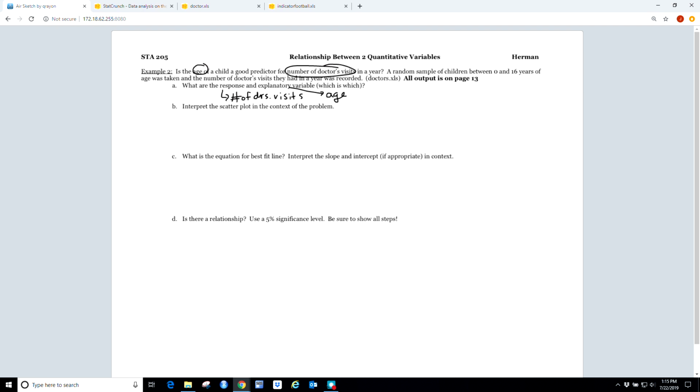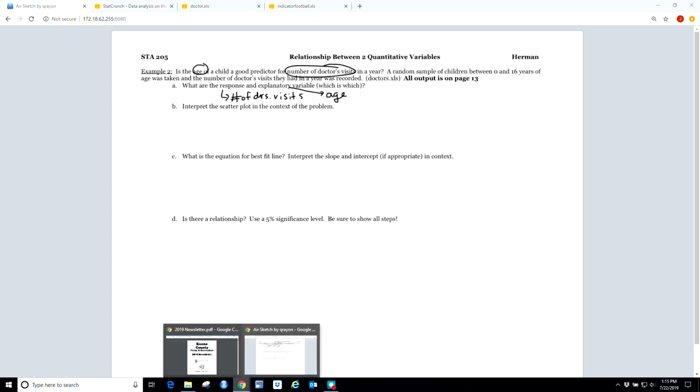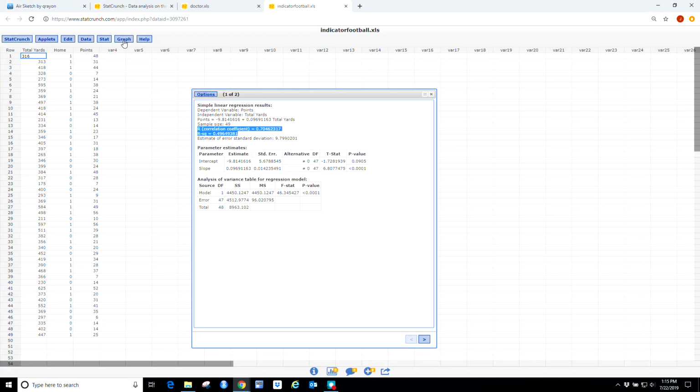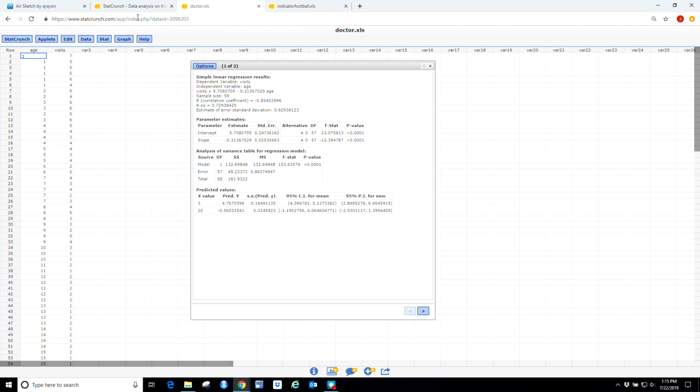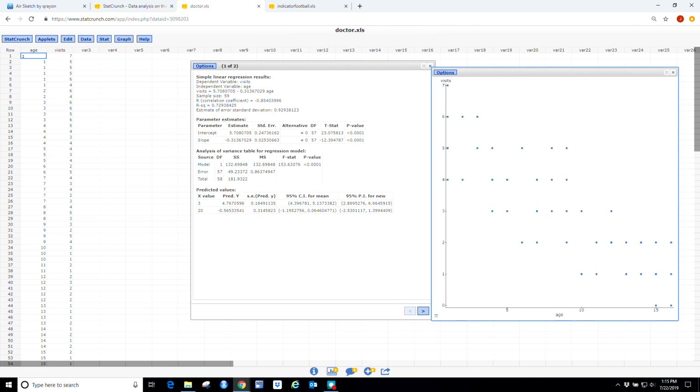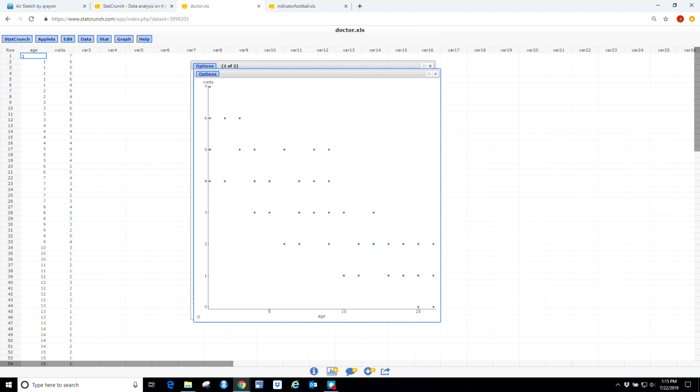Next, we're going to interpret that scatter plot. So again, for you, it's on page 13. But I'm also going to create the graph here with our doctor's data set. So graph, scatter plot. We just said age was our explanatory variable and visits was our response variable. So here is what my scatter plot looks like.